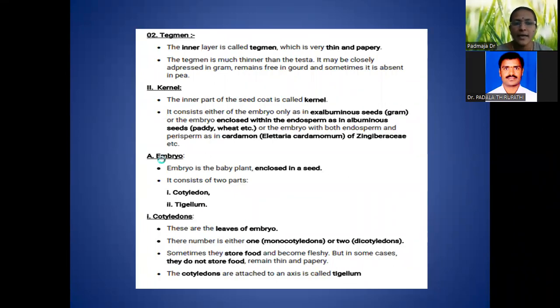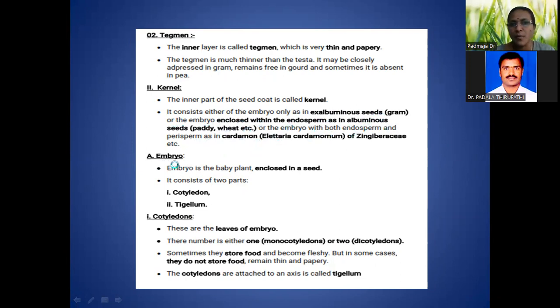And the kernel, the inner part of the seed coat, is called the kernel. It consists of either the embryo only, as in the exalbuminous seeds that are present in leguminous plants, or the embryo enclosed within the endosperm, as in the albuminous seeds, paddy and wheat. The embryo with both endosperm and perisperm, as in cardamom of Zingiberaceae. And the latter structure is the embryo.